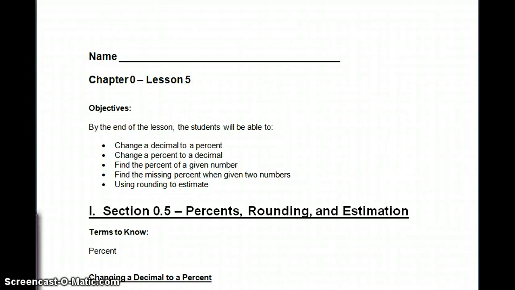This is the last chapter that we are covering this week, our first week, and we are going to work on changing a decimal to a percent and vice versa, finding the percent of a given number, finding the missing percent when given two numbers, and using rounding to estimate.